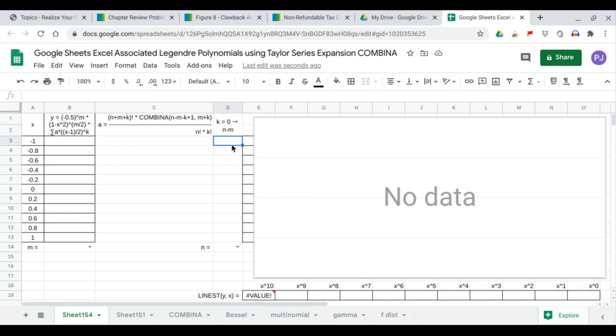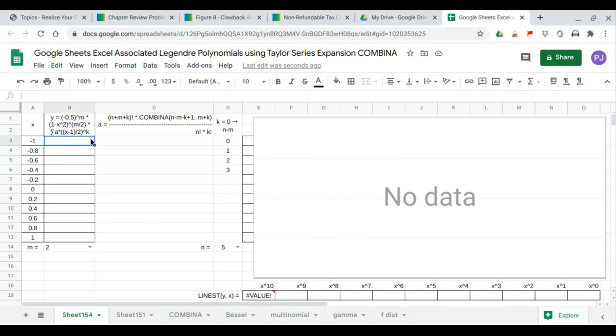Now we calculate the formula for the value of k, which is SEQUENCE of n minus m plus 1, 1 column, 0, comma 1. So if the value of m is 2 and the value of n is 5, that's 5 minus 2, which is equal to 3, and our k values would be 0, 1, 2, and 3.